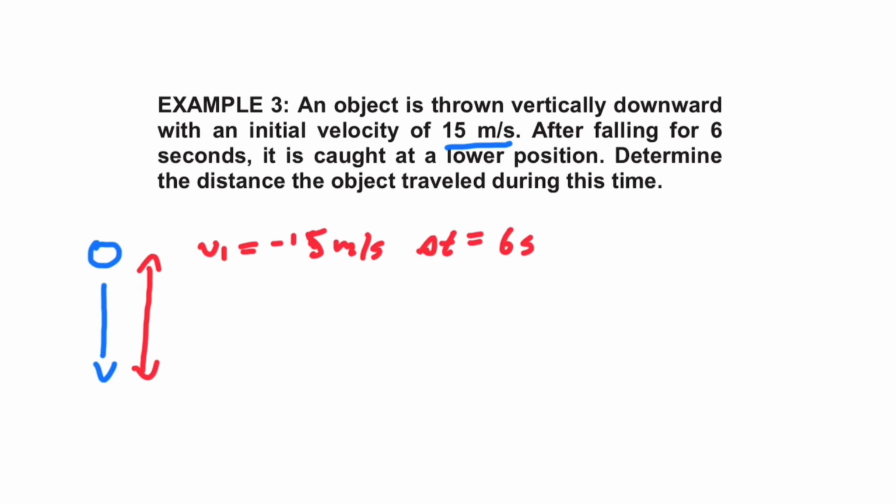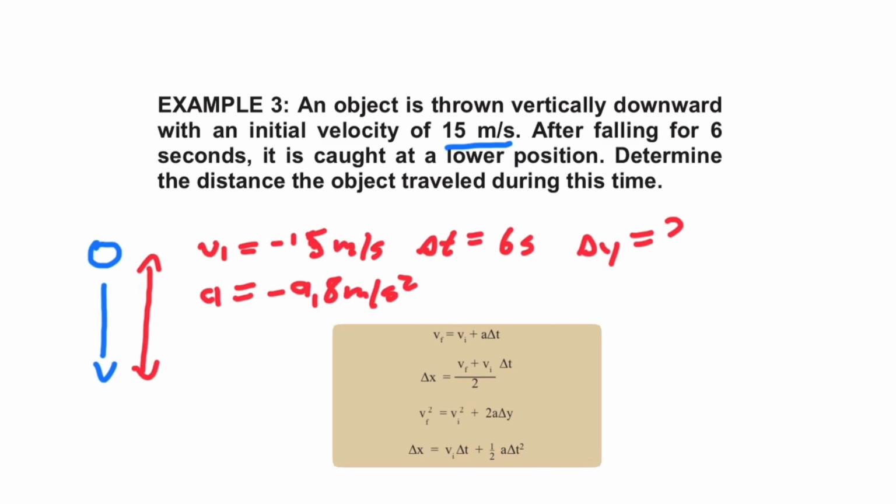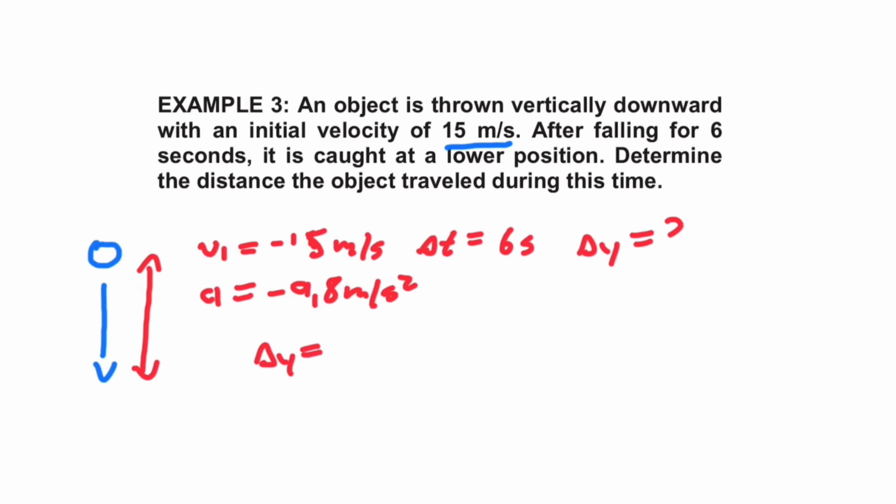What else do we have? We are supposed to determine the distance traveled during that time. So we want delta y. That is what we're interested in. We have the acceleration. The acceleration is minus 9.8 meters per second squared. Of the 4 equations we have, which equation can we use to find delta y? It should be easy to see that we can use delta y equals vi multiplied by delta t plus a half a delta t squared.